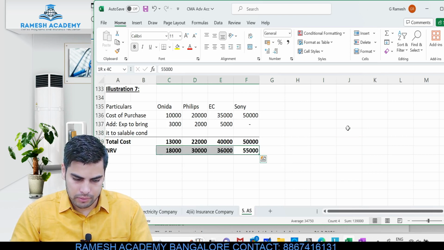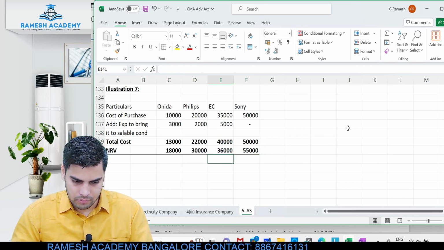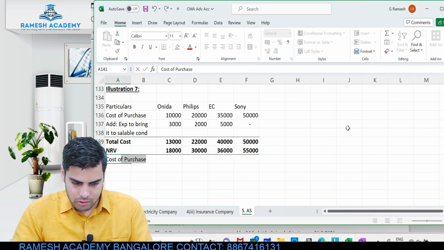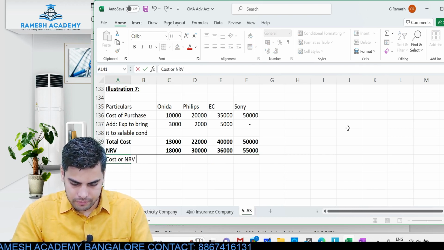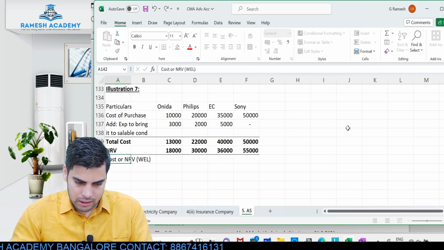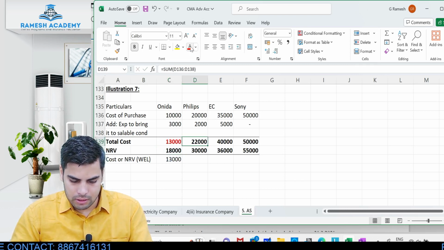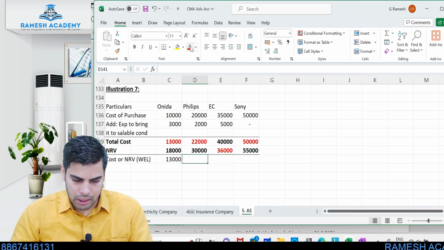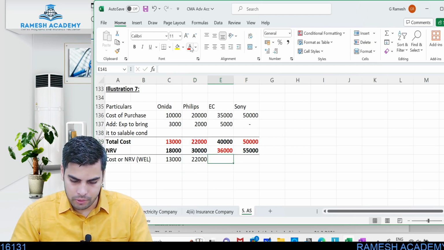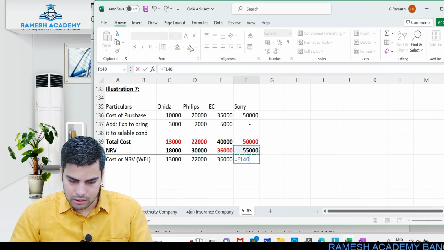So here, cost or NRV, whichever is less. When you compare these two, which is the lowest amount? So here the lowest is 13,000. I'll just keep on highlighting. So this is the least amount, this is the least amount, this is the least amount, and here this is the least amount. So inventory will be valued at so and so amount, this and this.